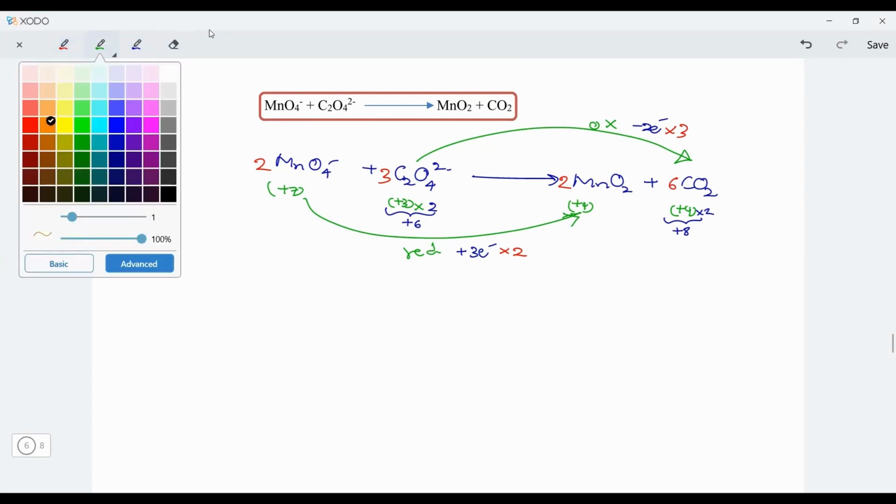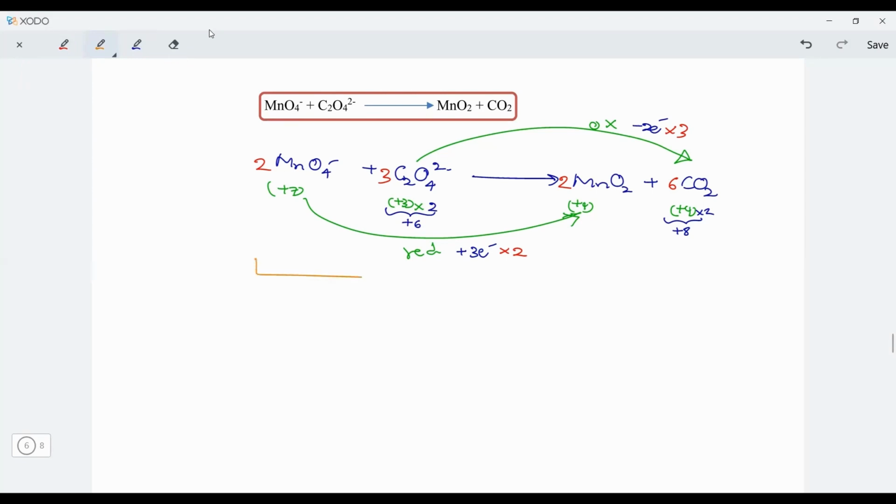Check the charges, both sides. Here, the overall charge will be minus 2 into 3, minus 6, plus another minus 2, will be minus 8. And this side, there is no charge. So then, this is basic medium. Then we need to equal the charges here by adding OH minus. So let's add 8 OH minus ions here. Then both sides will become minus 8, minus 8.